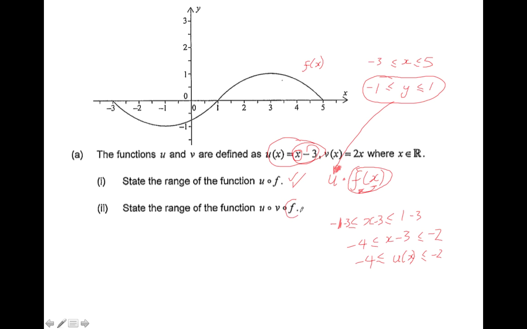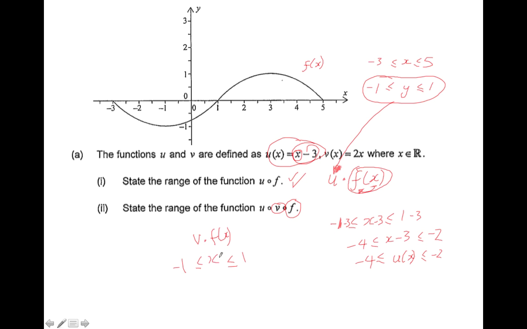So the f feeds into the v first. So v of f of x. We're going to have a little look at the output here. So again, that -1 through to 1 feeds into the v function, and the v function equals 2x. So we're going to have the same starting point, that the x values that we feed into the v function are the outputs of f of x. So x again is between 1 and -1.